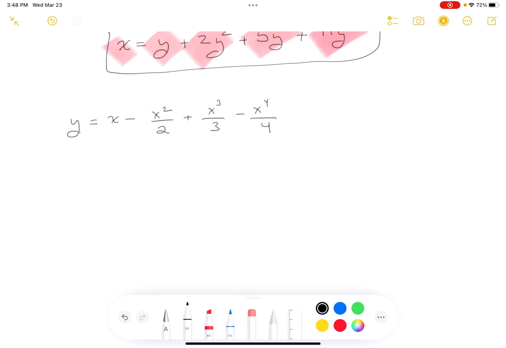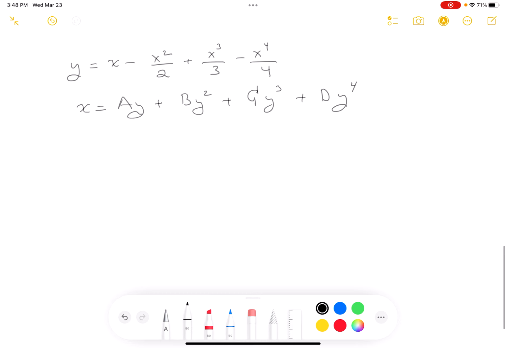Let me make sure I copied it right. x minus x squared over 2, x cubed over 3. Yeah, I did it right. We're going to revert it. x equals some multiple of y plus some multiple of y squared plus some multiple of y cubed plus some multiple, and they're just asking me to do 4 terms, by the way, which I'm thankful for. I find it very tedious to do the problem. So let's write this down then.